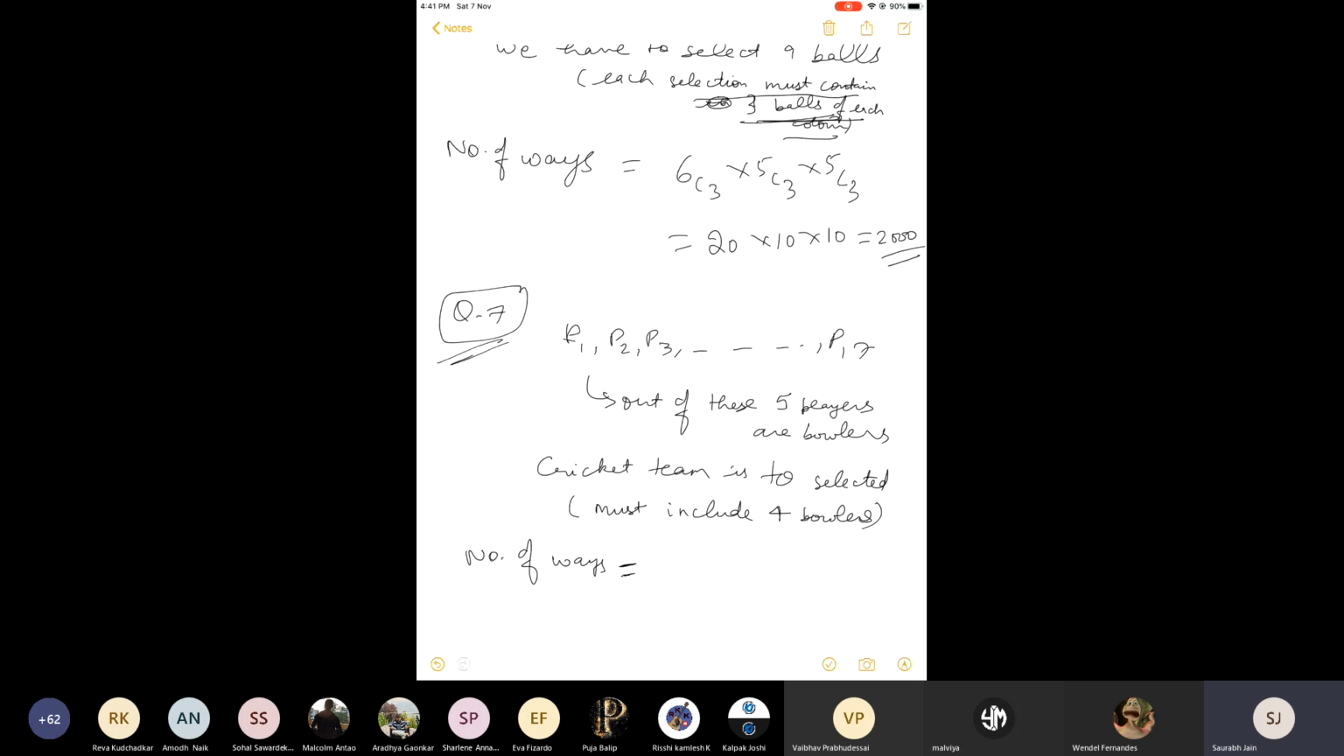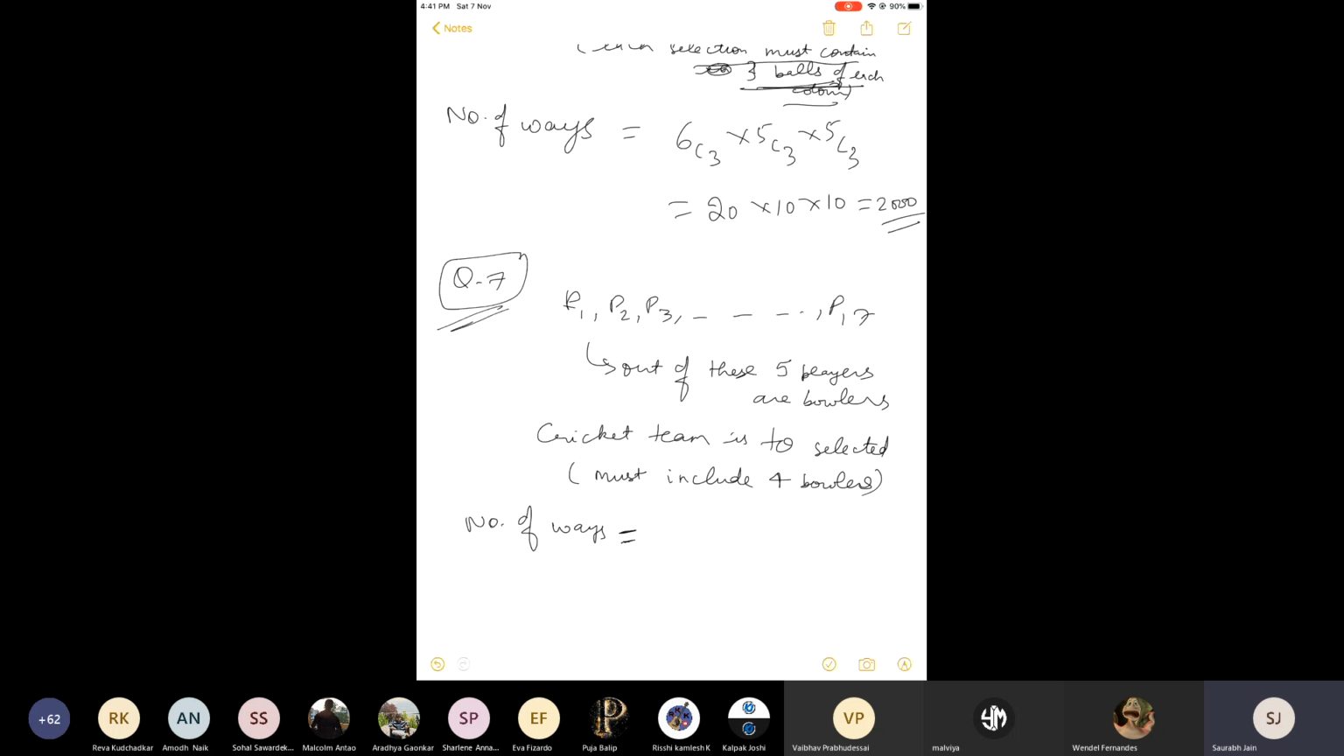We have to select 11 players. 17 are there. And out of that 17, 5 are bowlers and we have to select 4. So the answer can be given in a single step just like the previous questions. Can you try? It is easy. You can try. Let us see what is the misconception. If there is a wrong answer, we'll see what is the problem in that answer.